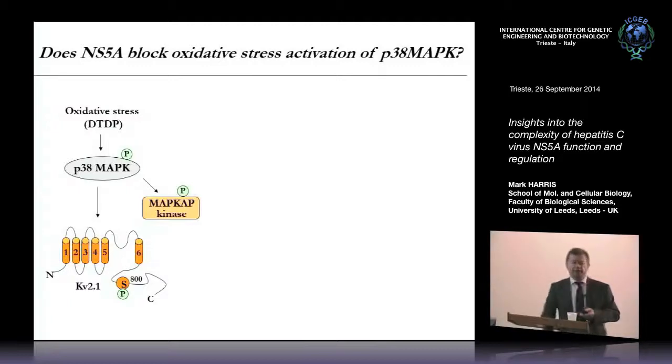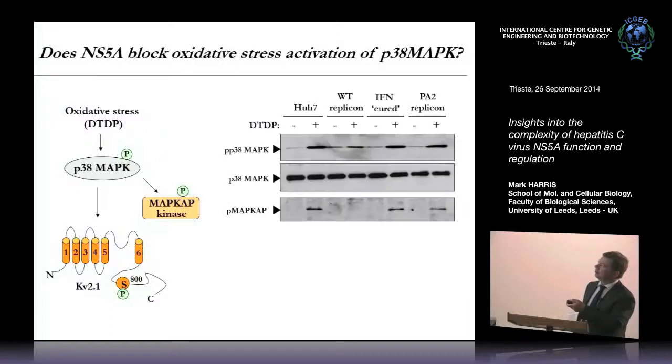So we looked a bit further back in the cascade and asked whether P38 MAP kinase was affected by NS5A. And the bottom line is that yes, it is. Phosphorylation of MAP kinase, which you can detect again with a phospho-specific antibody, is inhibited in the wild-type replicon cells, but restored in interferon-cured or in the proline mutant replicon cells. And another target of P38, which is MAPKAP kinase, is not phosphorylated in the replicon cells. So it looks like NS5A is functioning upstream of Kv2.1, probably at the level of MAP kinase.